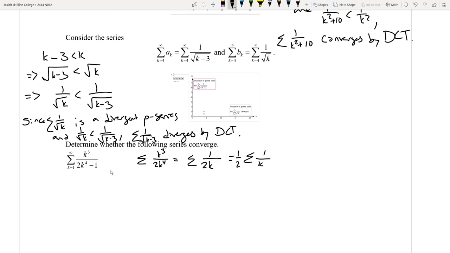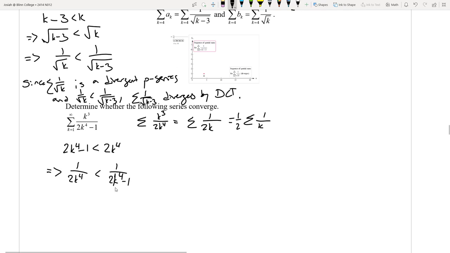So we'll go ahead and compare 2k to the fourth minus 1. We'll compare it to if that 1 wasn't there. It's less than 2k to the fourth. And so what we'll try to do from here is get this guy to appear in our inequality. So we'll go ahead and send both these denominators into the denominator, and we end up with this setup here. And we'll multiply each side by k cubed.